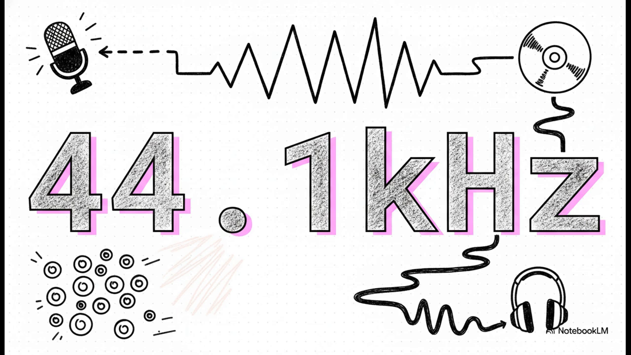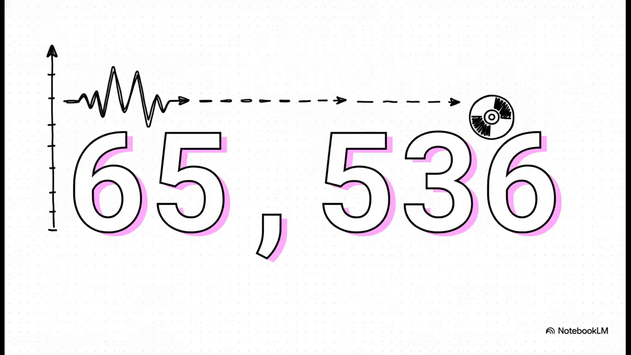Well, the Nyquist theorem dictates that to accurately capture both the top and the bottom of a frequency wave, your sample rate has to be at least double that specific frequency. Since the upper limit of human hearing is roughly 20 kilohertz, the standard sample rate chosen for CD-quality audio was 44.1 kilohertz. To put that into perspective, the system is taking an astonishing 44,100 discrete snapshots of the audio every single second. Crazy, right?